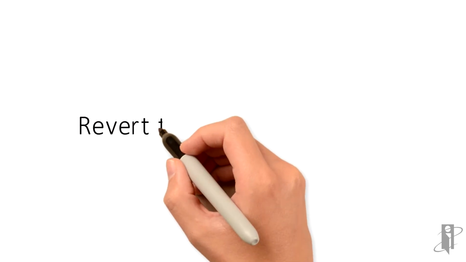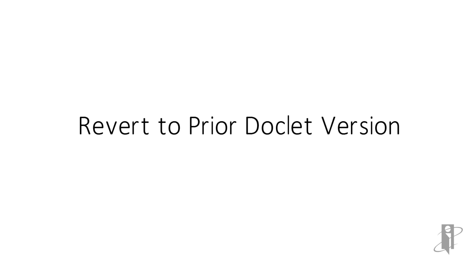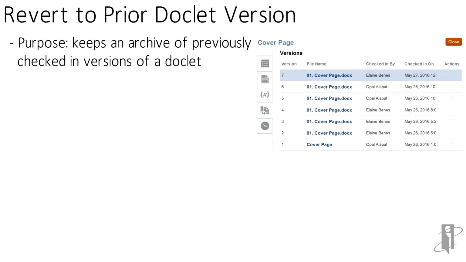One of the new features released in December 2016 is the Revert to Prior Doclet Version feature, and this is a great content management feature of EPRCS. The purpose of this is to keep a rolling archive of previously checked-in versions of a doclet, which you can then revert to if you so wish.